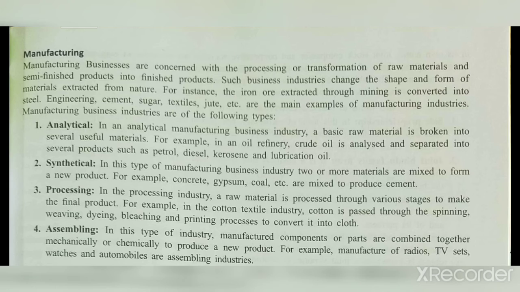But in analytical, what happens? We have only one raw material, and while you are refining or processing that particular raw material, you will get many different kinds of useful materials in the process. But in synthetical, in order to manufacture a new product, you need more than one raw material. For example, he has given cement. In order to produce the cement, you need raw materials, that is concrete, gypsum, and coal. So this is synthetical.